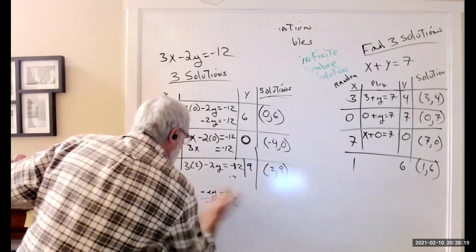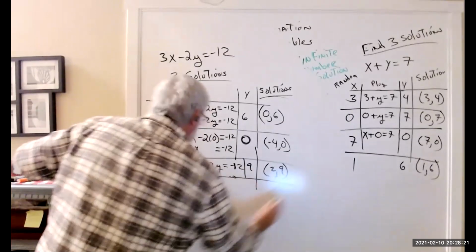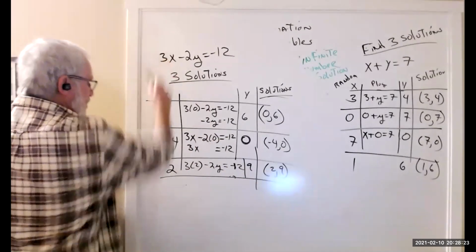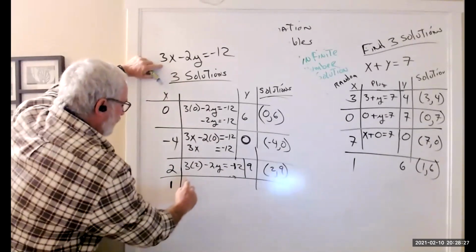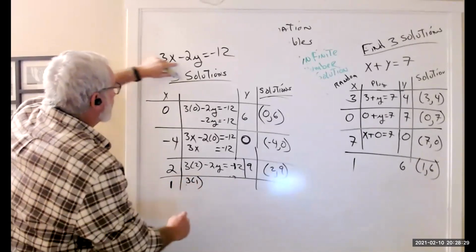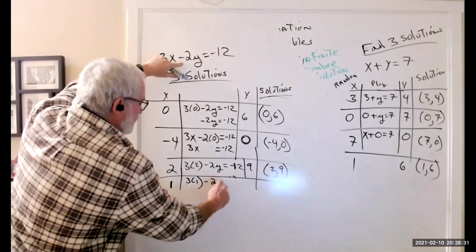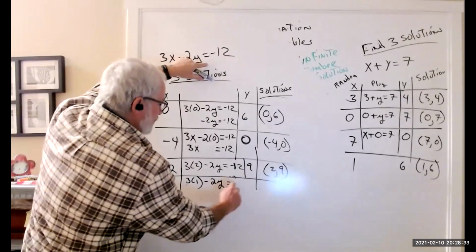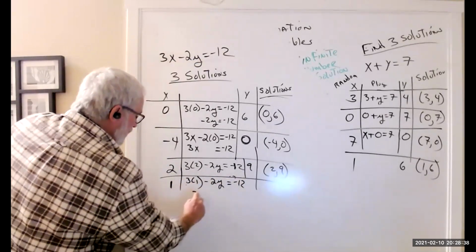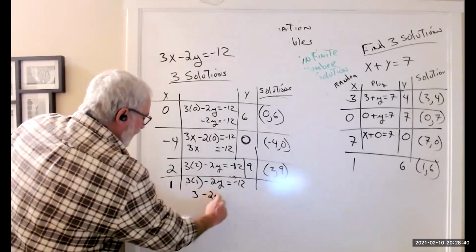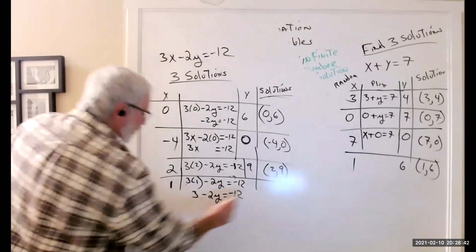Okay, erase this. We'll do this one. So you said 1 for X. Okay, so if X is 1, we have 3 times 1 minus 2 times Y equals negative 12. Well, 3 times 1 is 3. So that's 3 minus 2Y equals negative 12.